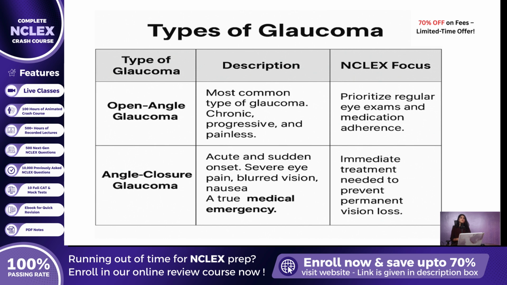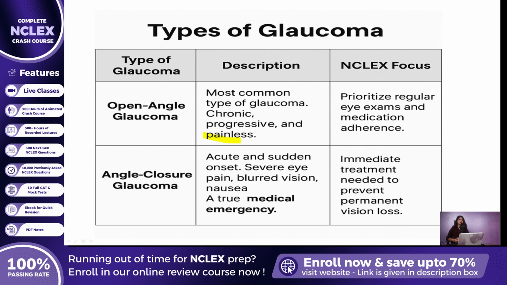This is actually the most common form of glaucoma. It's chronic, which means it develops over time, not suddenly. It's also painless, and because it progresses very slowly, patients often don't even realize they're losing their vision until it's quite advanced. So on the NCLEX, when you see the words chronic, painless, and gradual peripheral vision loss, you should be thinking open-angle glaucoma. That brings us to the second type, which is angle closure glaucoma.